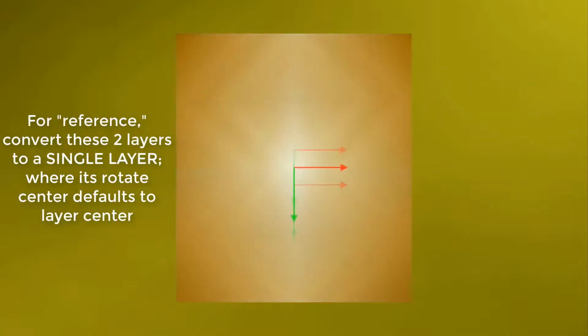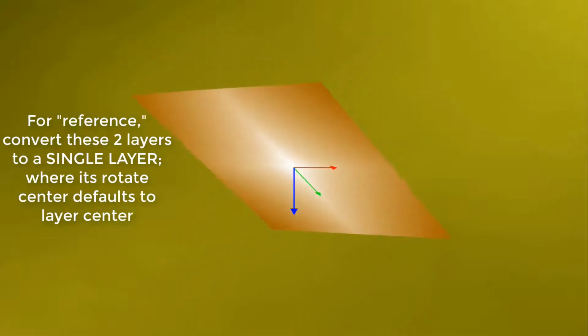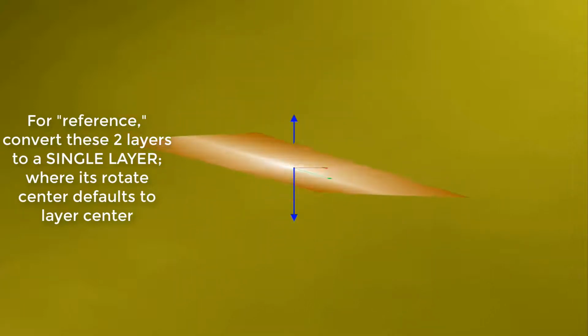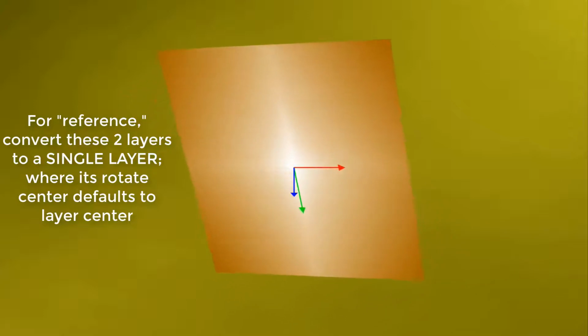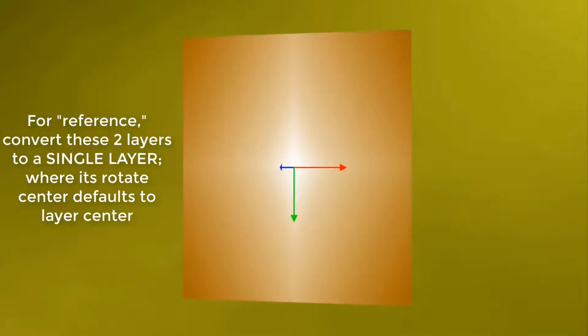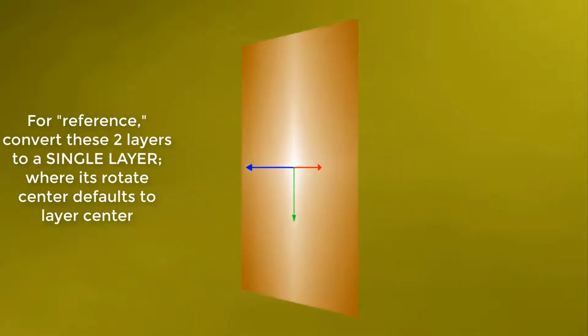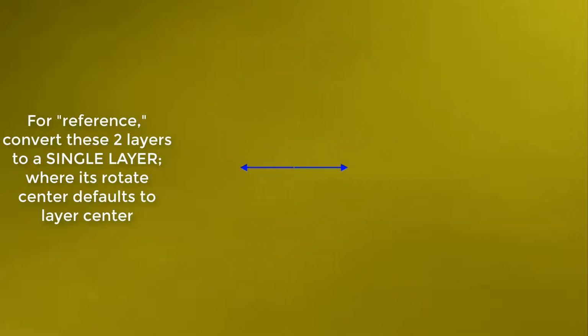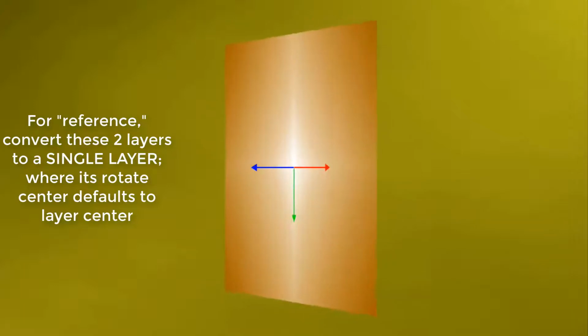To demonstrate a common or shared point of view, I change the two discrete layers into a single layer. Like previously, this layer's center is the rotation point around which the layer rotates. All layer sides and corners rotate as one unit.